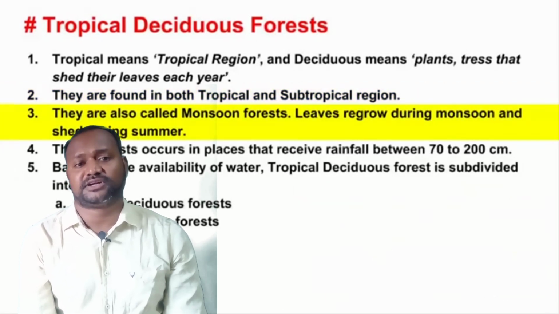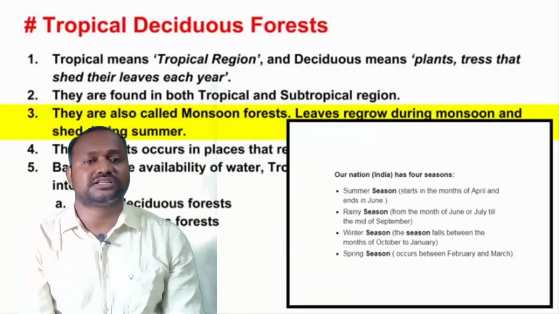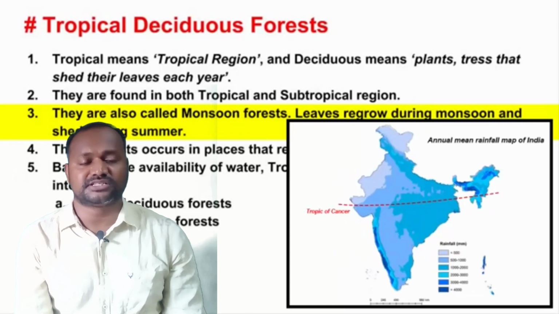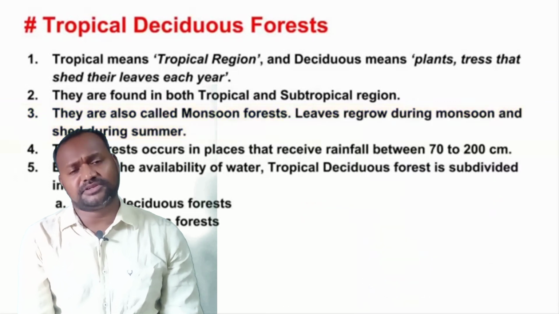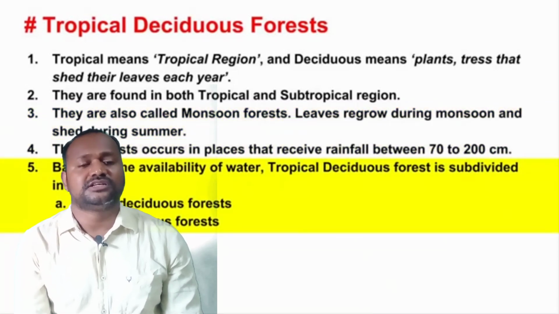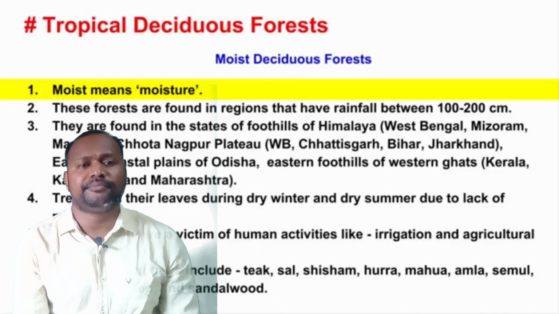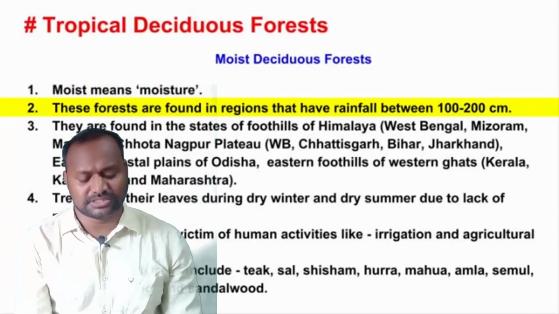Because they shed their leaves in a particular season and do not remain green throughout the year. That's why they are called tropical deciduous forest, as I have already discussed before. Some of the trees found in the tropical deciduous forest are teak, sal, sandalwood, mango, tamarind, mahua. These are some examples of tropical deciduous forest.